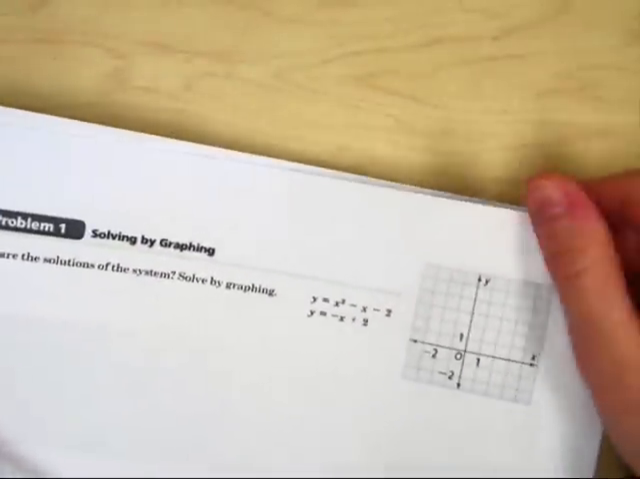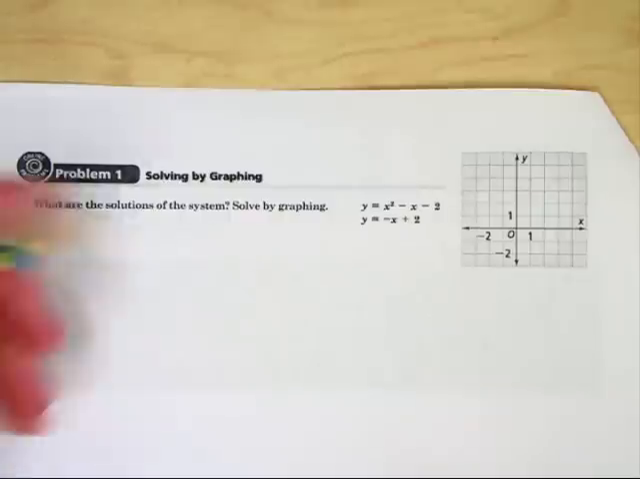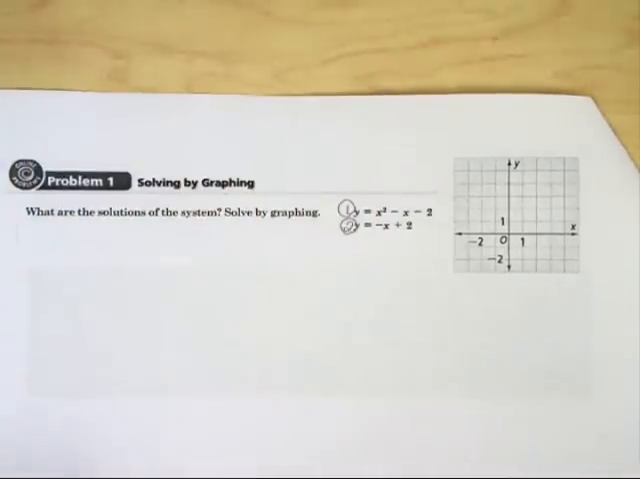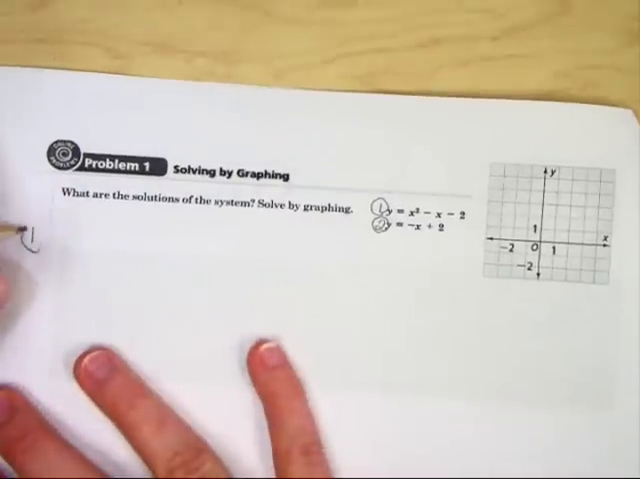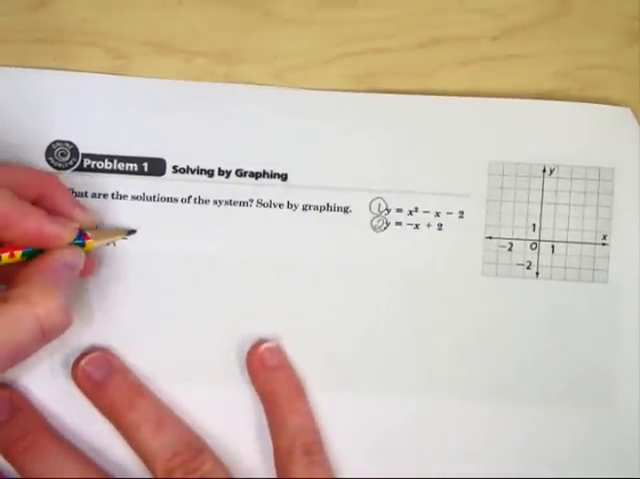Problem number 1 is solving by graphing. So we follow our steps from before. Which one of these is a straight line? Number 1 or number 2? Hopefully your answer is number 2. Let's do number 1 to begin with. Y equals x squared minus x minus 2.